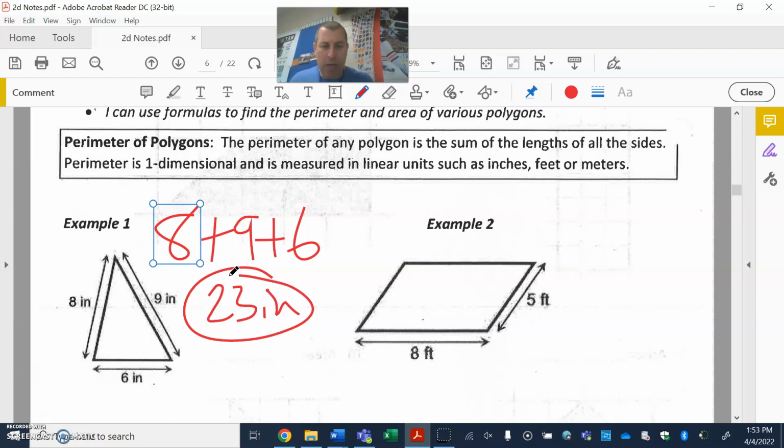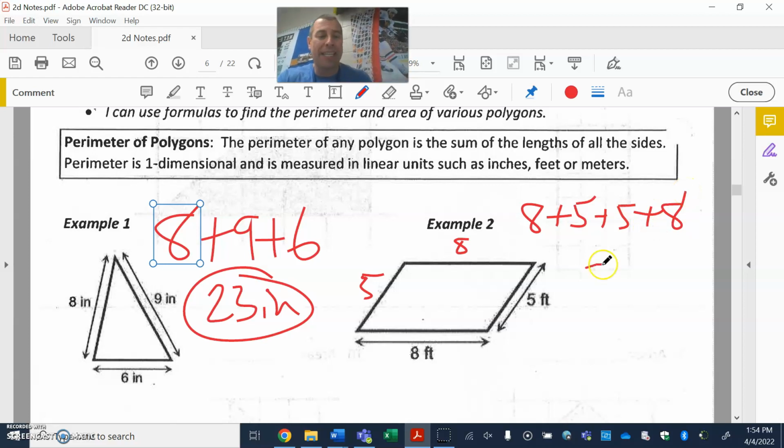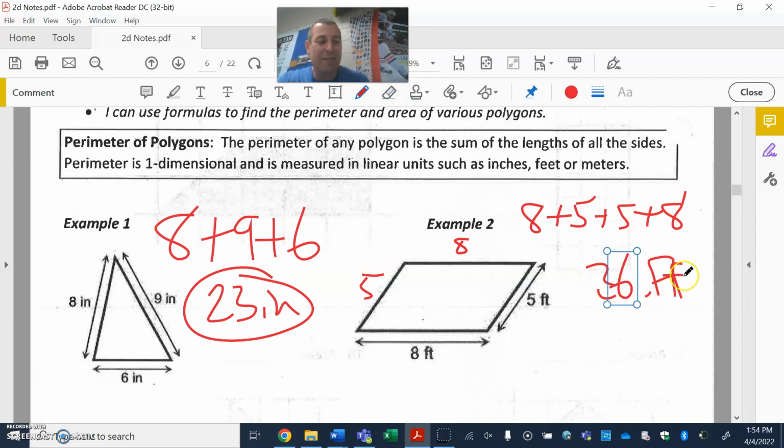Okay, I see 2 numbers there, 8 plus 5. Okay, wait a second. It's a 4-sided shape. So opposite sides have the same length here in our parallelograms. So now I can see, oh, I'm adding up 4 numbers there. If I add all those up, I'm going to get 32. Oop, wait. Nope, I take that back. 36. All right, we're going to get 36 feet. But again, perimeter, add up the lengths of the sides.